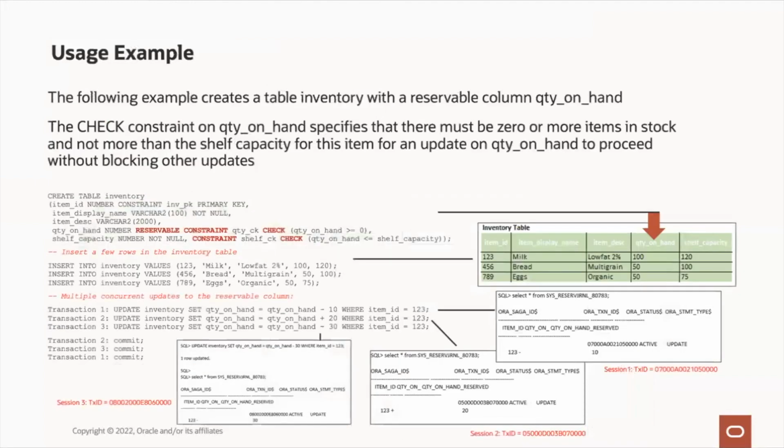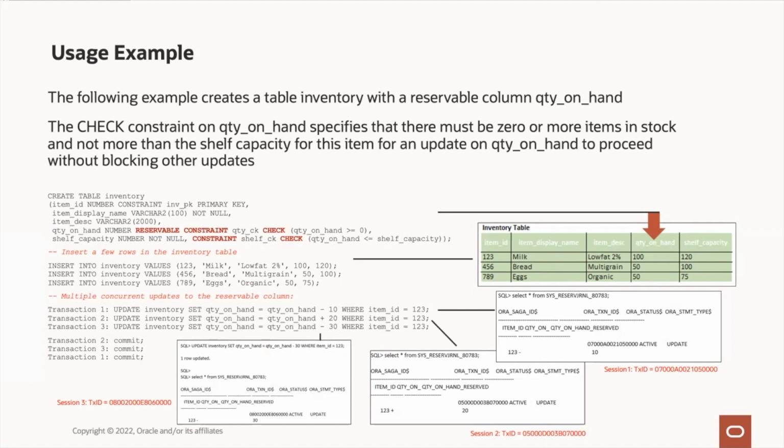So let's take a look at an example of how all this comes together. In this example, we have an inventory table with the columns item ID and item display name. We have a reservable column called quantity on hand with a check constraint ensuring that there must be 0 or more items in stock, preventing negative quantities. And a shelf capacity column with a constraint making sure that quantity on hand cannot exceed the shelf capacity for that item. Three rows are inserted for milk, bread, and eggs. And three transactions are run concurrently, all against item 1, 2, 3, which is the milk.